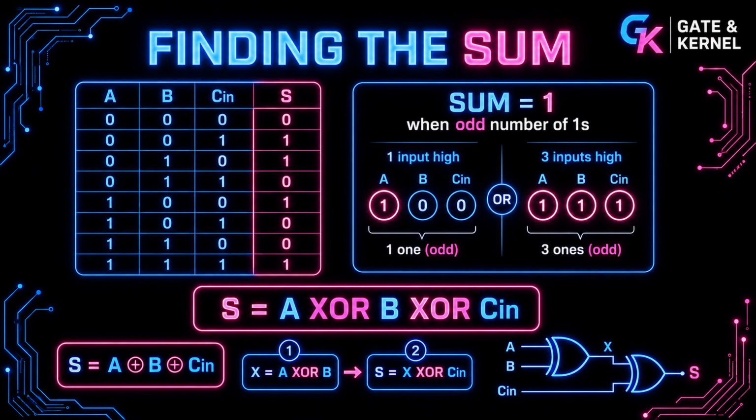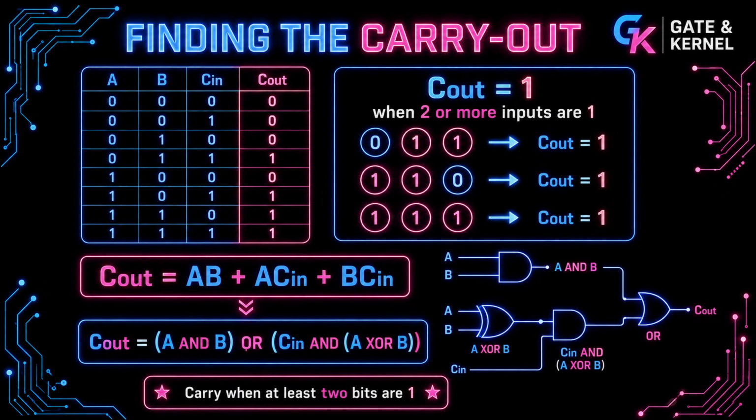Chapter 5. Finding the carryout. Now look at the carryout. Carryout becomes 1 whenever at least 2 of the 3 inputs are 1. For example, 0 plus 1 plus 1 equals binary 10. So the sum is 0 and carryout is 1. The same happens with 1 plus 1 plus 0. And 1 plus 1 plus 1 produces binary 11, so it also has a carryout of 1. One useful expression is Cout equals A AND B, OR Cin AND (A XOR B). This form is especially useful because it shows how a full adder can be built from half adders.